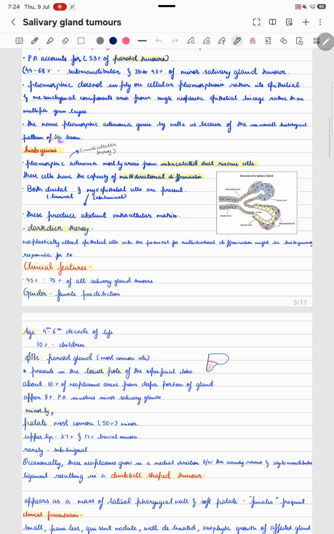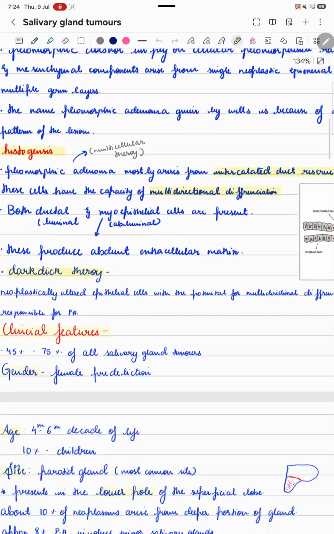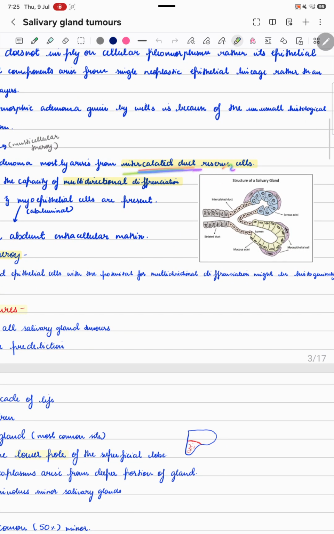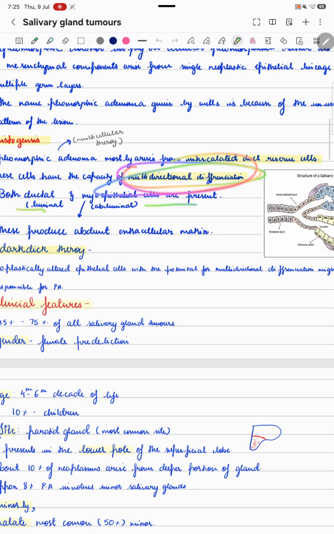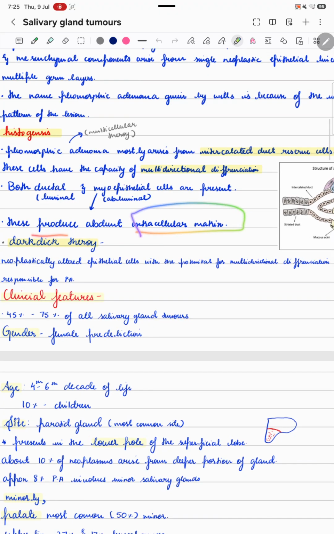Okay, now coming to the histogenesis, the first theory of how PA is derived is the multicellular theory. The multicellular theory states that the pleomorphic adenoma arises from the intercalated duct or the reserve cells. Okay, so from these intercalated duct cells or reserve cells it arises, and these cells have the capacity of multidirectional differentiation. Both ductal and myoepithelial cells have this ability, and they produce abundant extracellular matrix.